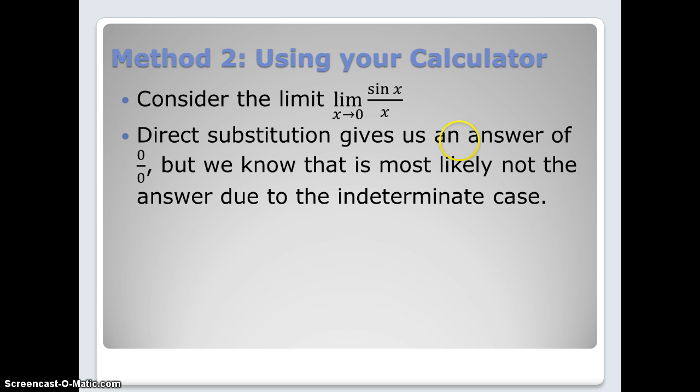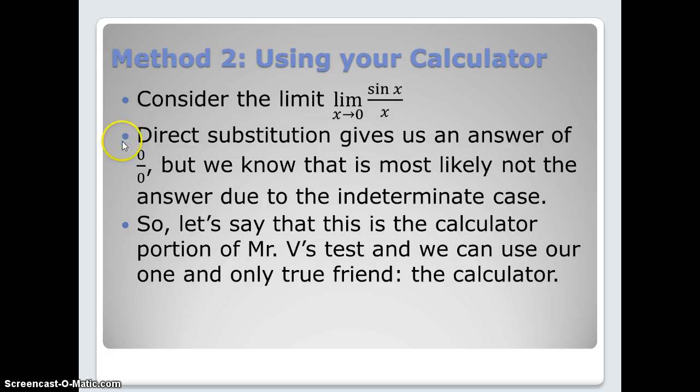All right, we're going to consider this limit as x approaches 0 of sine x over x. So our first step would definitely be to try direct substitution. That would give us 0 over 0. Right, in this case, the sine of 0 is 0, and x is obviously 0. Now, I want to say that 0 is the answer, but based on what we just did, I have a feeling that it's not. All right, well, we're going to pretend that this is a calculator portion of Mr. V's test, and we can use our calculator.